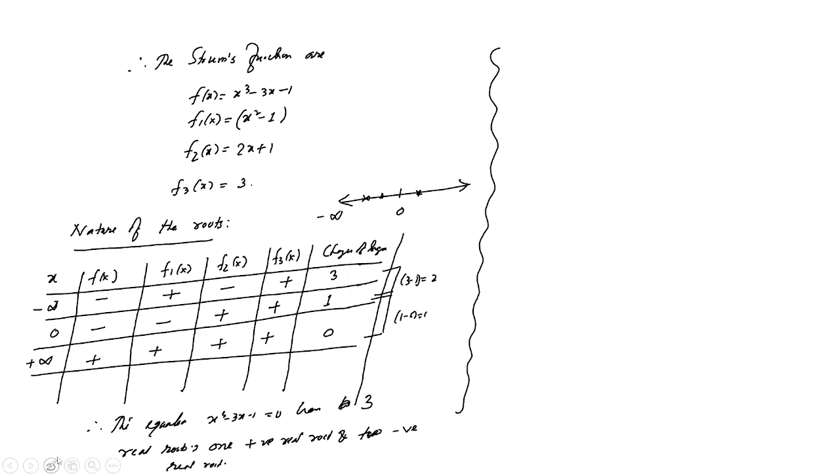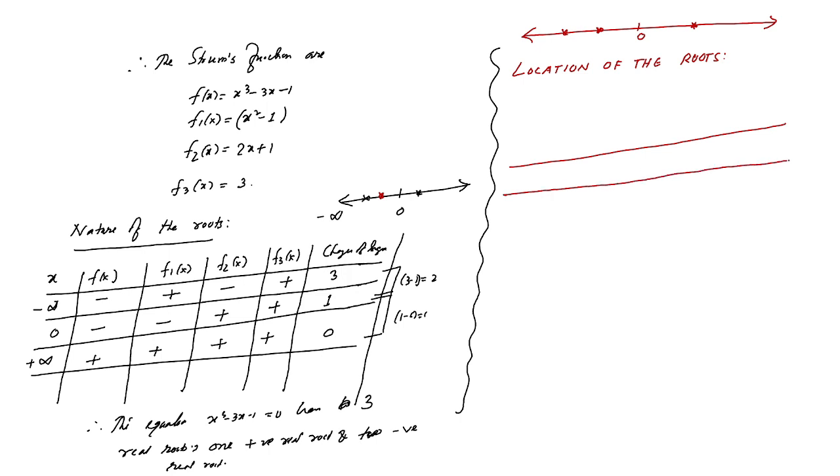Now we come to the location of the roots. What we have found is 1 positive root and 2 negative roots. So again we will make the table.